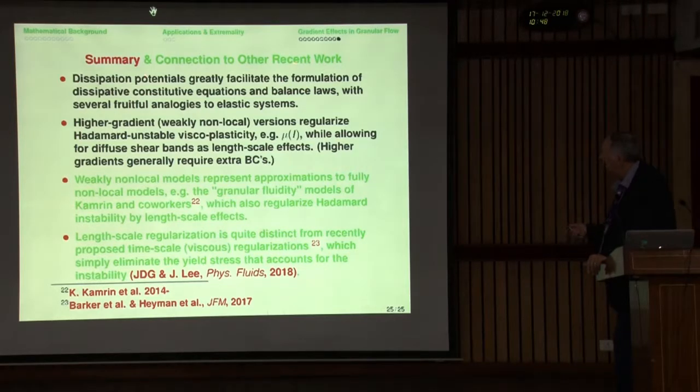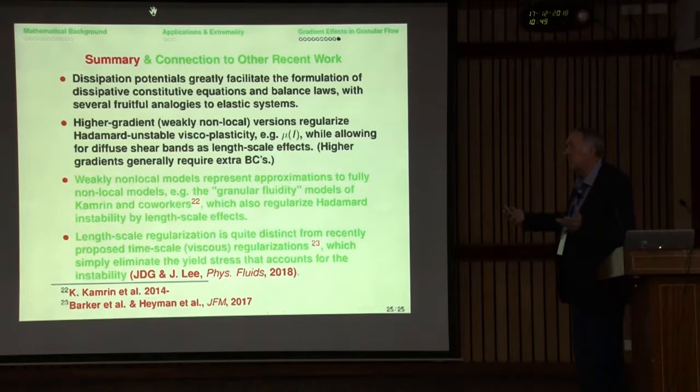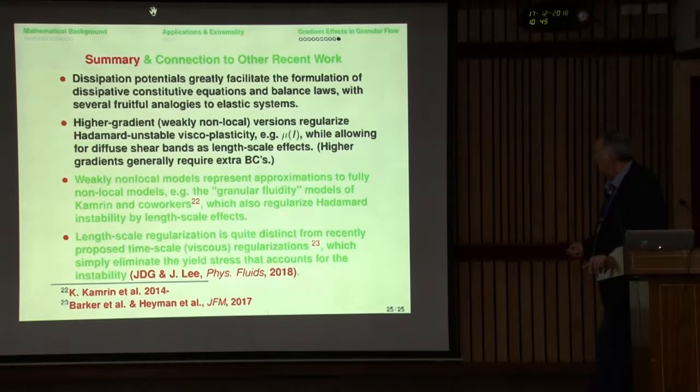Here's some connection to other work. These weakly non-local models that go in series of gradients of velocity are approximations to much better fully non-local models, such as the granular fluidity model proposed recently by Kamrin and his co-workers. And these models also regularize Hadamard instability. They have length scale effects associated with them. In fact, they have divergent length scales as you approach the yield surface, as I goes to zero. So these are more difficult to use and maybe not always necessary, but they're somewhat, in some sense, more comprehensive.